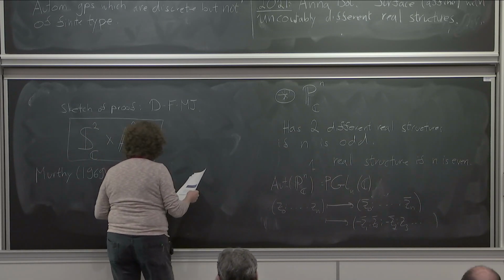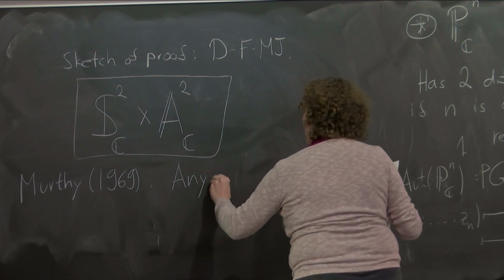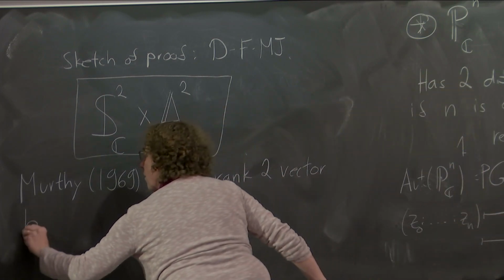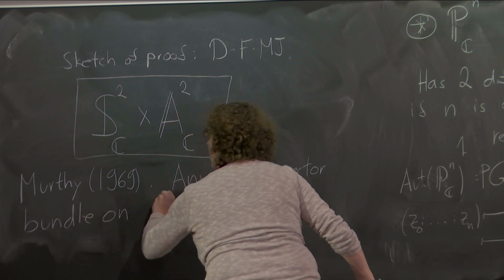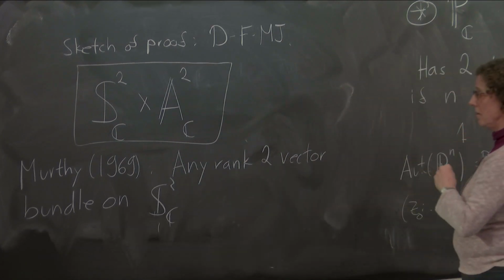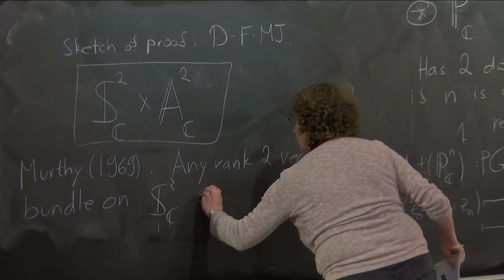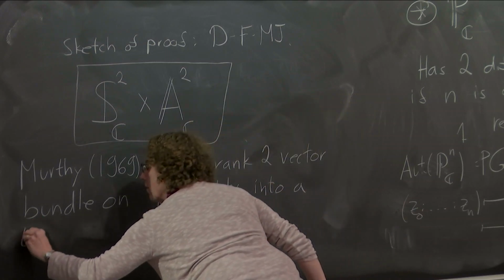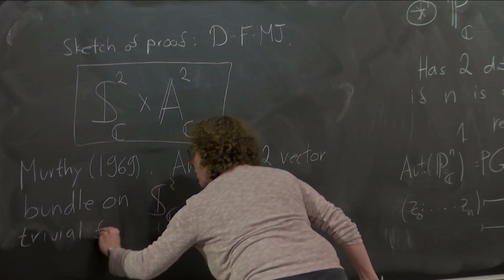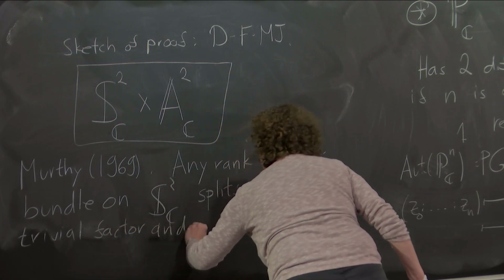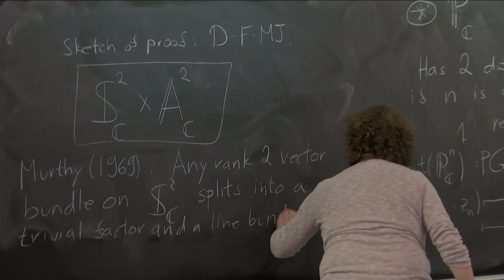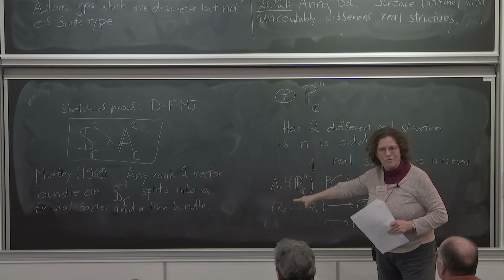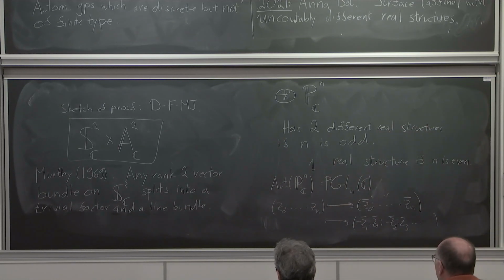Murty from 1969 said that any rank 2 vector bundle on this space here splits into a trivial factor and a line bundle. Now, I, in the end, don't need it because I'm going to do it, but I would never have guessed that it worked without this result of Murty, okay? So that's one thing that we use.